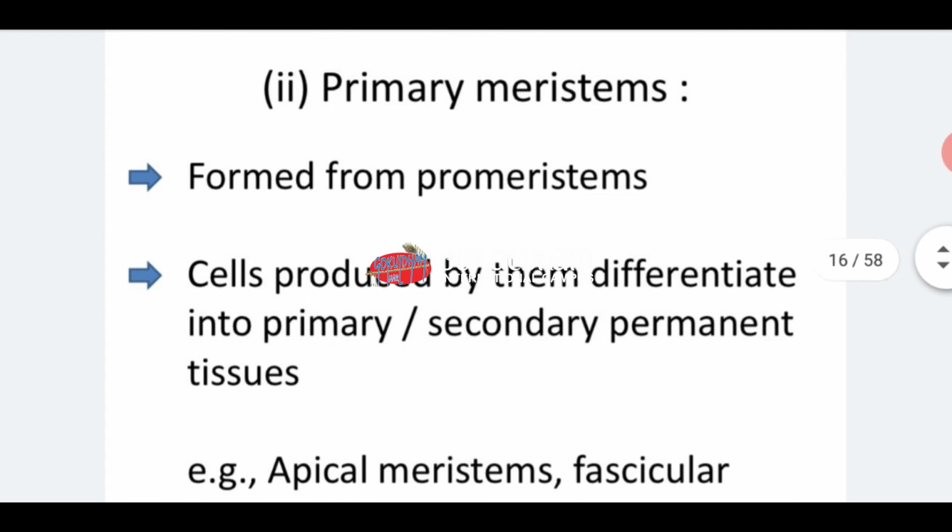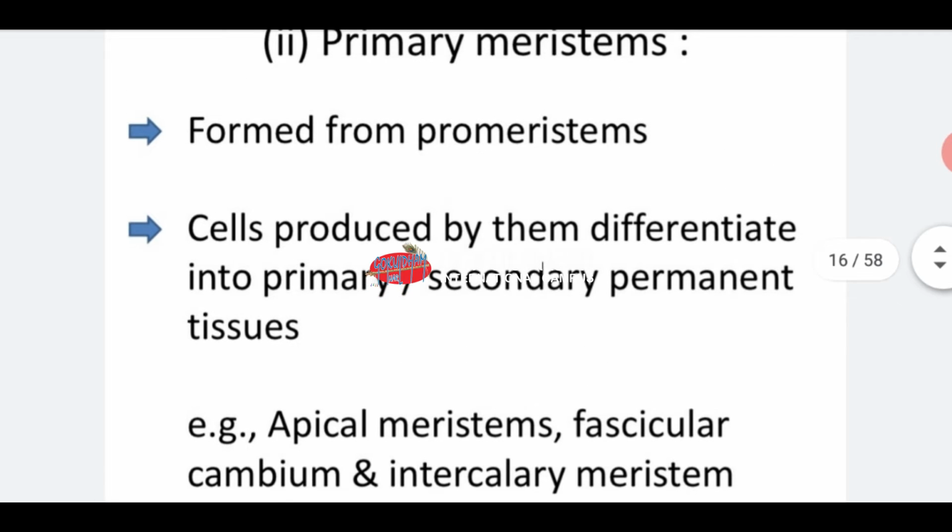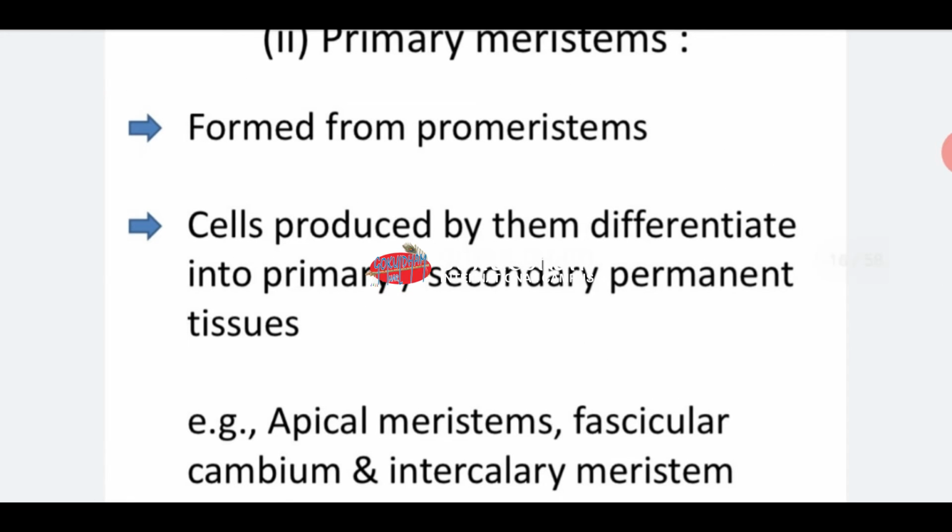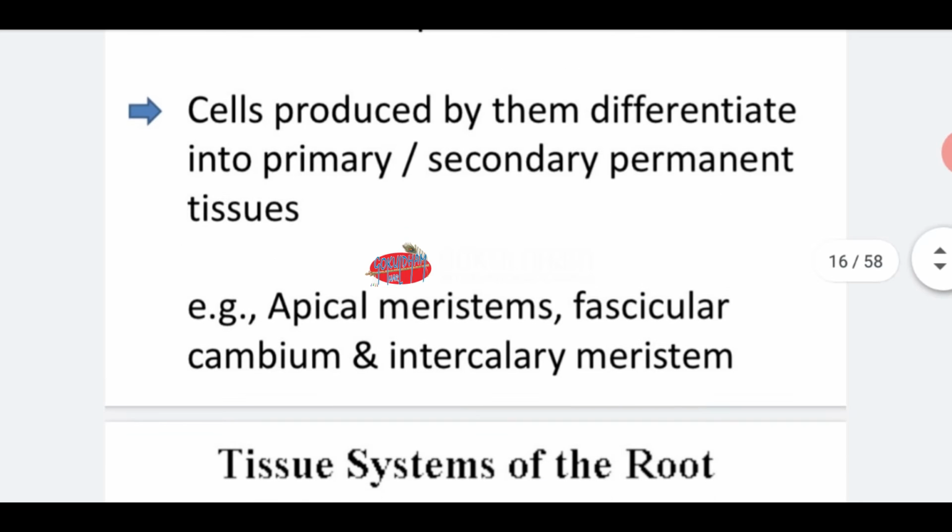Now the next type is primary meristem. प्राइमरी मेरिस्टेम इज फ्रॉम द प्रोमेरिस्टेम. मीन्स जो प्राइमरी मेरिस्टेम है वो प्रोमेरिस्टेम में से प्रोड्यूस होता है एंड द सेल प्रोड्यूस बाय देम इज डिफ्रेंशिएट इनटू प्राइमरी एंड सेकेंडरी परमानेंट टिश्यू. The examples of primary meristems are apical meristem, vascular cambium and the intercalary meristem.